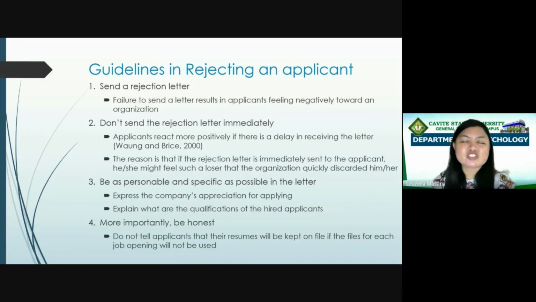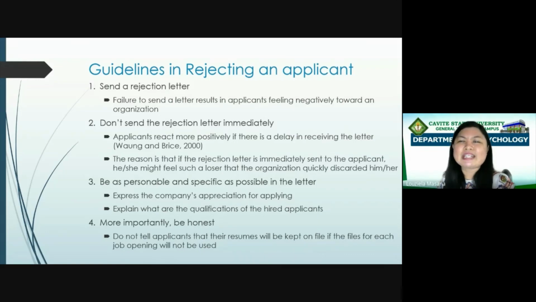So guidelines in rejecting an applicant: send a rejection letter. Don't send the rejection letter immediately. Wag naman yung after ng interview, ni-reject mo na agad. At least give time, baka magbago pa yung isip ng panel or ng group. And then be as personable and specific as possible in the letter. Appreciate them for applying dun sa trabaho, but also be specific bakit nga siya hindi na-hire. More importantly, be honest. Do not tell applicants that their resumes will be kept on file if the files for each job opening will not be used.